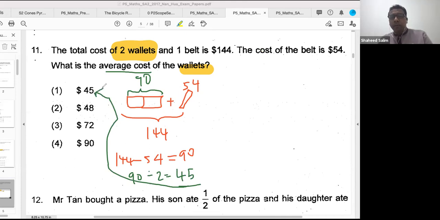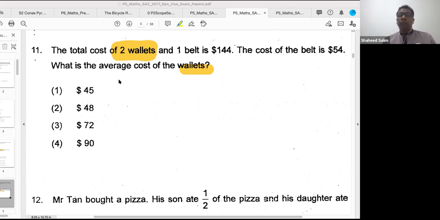Okay. Average cost means what? What is roughly the cost of a wallet? You see, for sure the wallet is 45, not sure. That's why they use the word average cost. You never know. Maybe this wallet is $10, it's not $80. You don't know. But we use the word average. It could be 10, we do not know. Okay, we move on now.